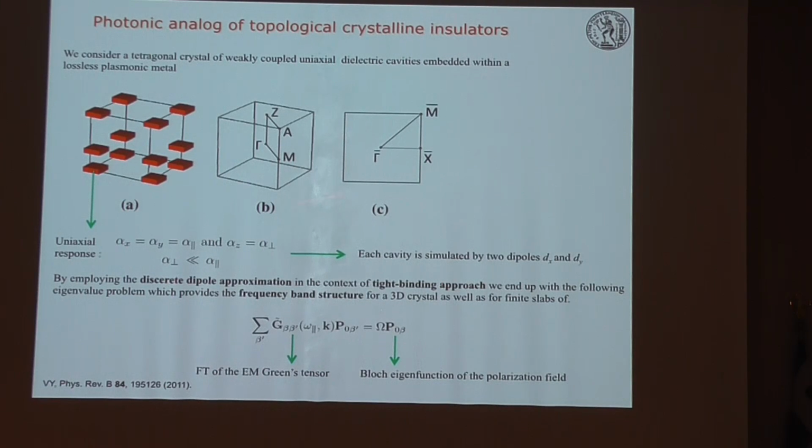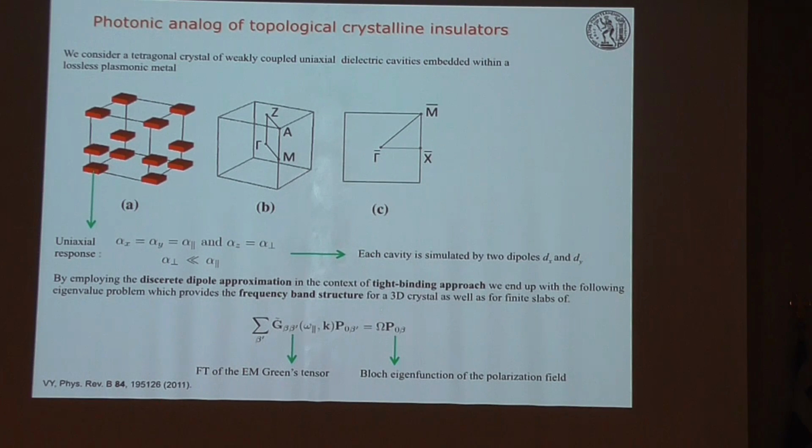So this is when one writes the interaction; actually it's called the coupled dipole method or discrete dipole approximation. So it actually writes down the interactions between the dipoles of the resonators, and then ends up with such an eigenvalue problem where this is the Fourier transform of the electromagnetic Green's tensor, which plays the role of the Hamiltonian for electrons.